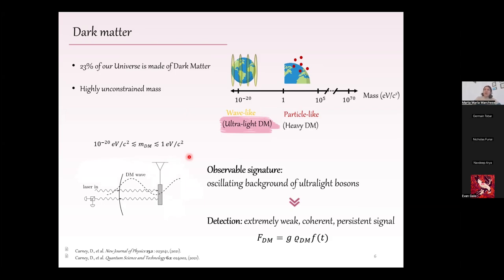And optomechanical systems then seem suitable for the detection of such a field, because in the end the problem will just be to detect a force, an oscillating signal that will act on your mirror. And this force, of course, is going to be a weak, coherent, and persistent signal. So it is possible, in principle, to detect it. Of course, it's going to be difficult because the force is extremely small, so the effect might also be difficult to distinguish from other environmental effects.